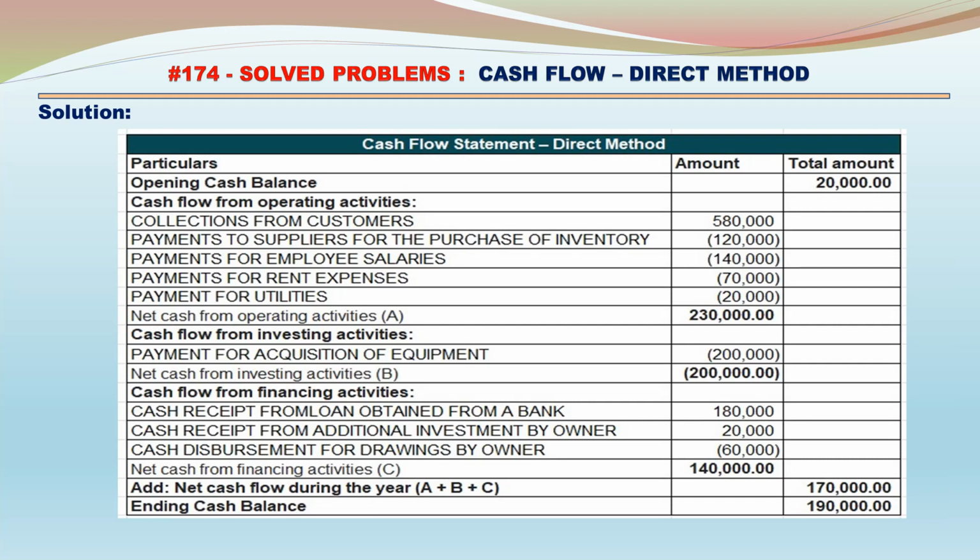Payment for employee salaries, minus 140,000. Payment for rent expenses, minus 70,000. Payment for utilities, minus 20,000. Net cash from operating activities, 230,000.